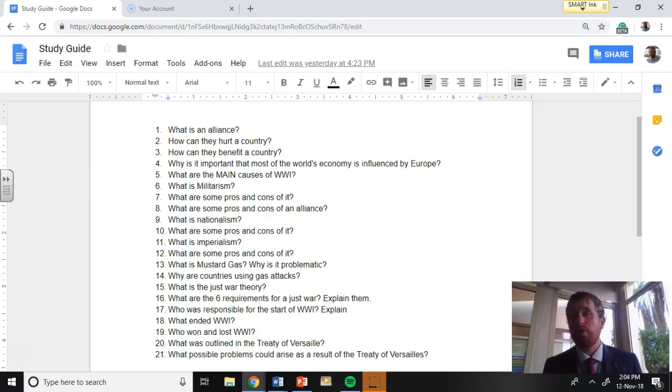So we'll talk about the Treaty of Versailles and what happened as a result of that, and look at possible problems that could come as a result of blaming all this conflict on one country. Why is that problematic? Why don't you want to blame just one country for what happened here? Again, that's going to be pretty much everything here.